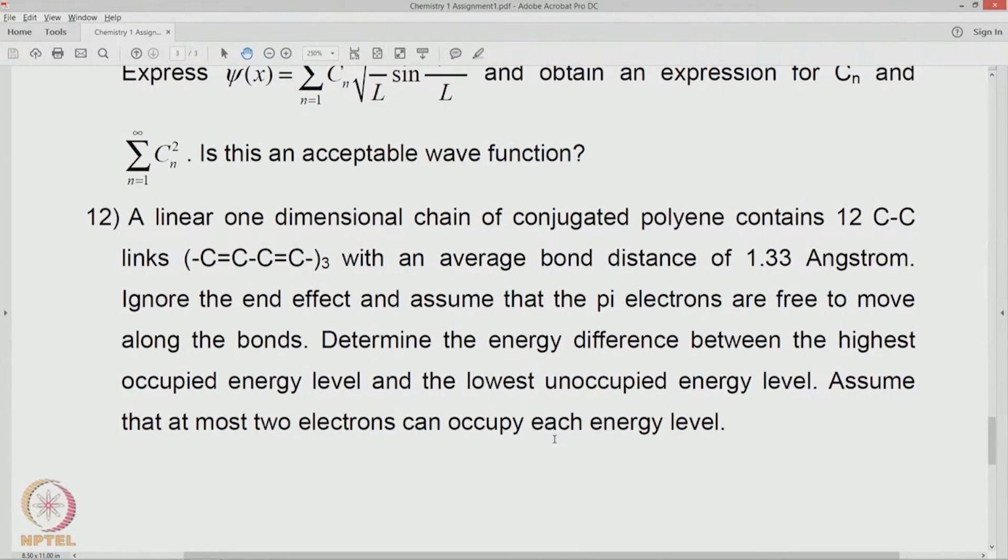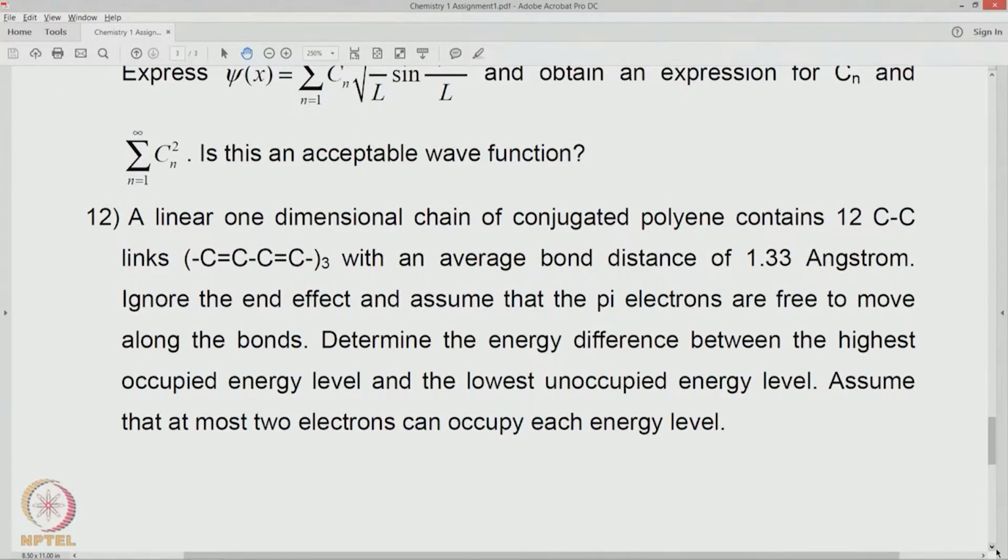Okay. So, first of all, approximation: ignore the end effect and assume that the pi electrons are free to move along the bonds. The end effect is the 2 carbons at the terminal positions and the hydrogens. Therefore, we assume that the box wall is at those 2 carbons, one way to look at it. And then you study the energy levels of electrons which do not interact with each other.